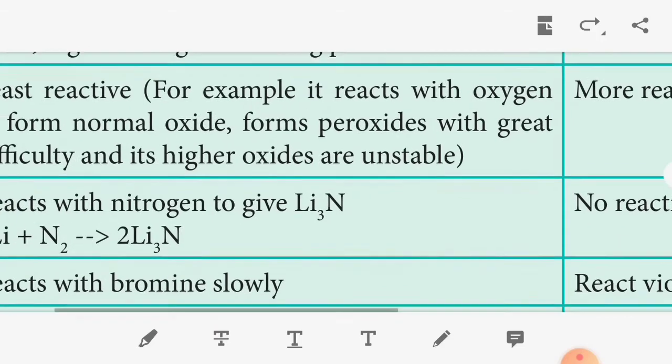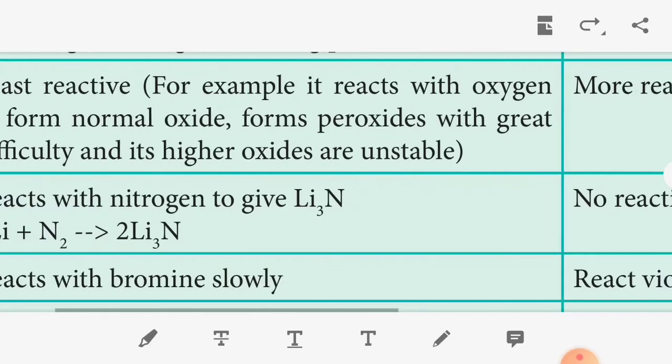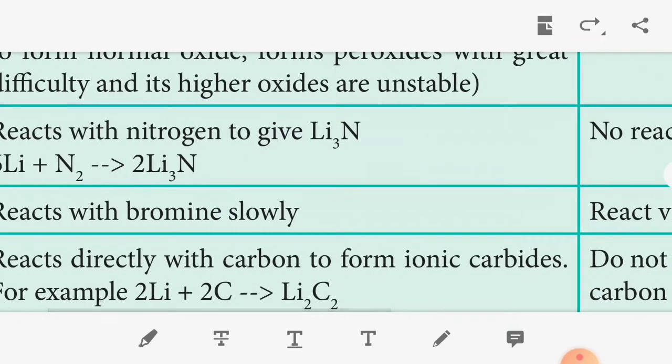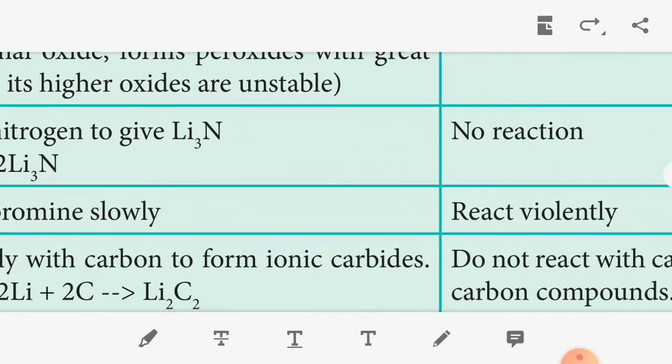Next, lithium reacts with nitrogen to give lithium nitride. Six lithium plus nitrogen gives lithium nitride. But the other elements of the family do not react with nitrogen. Next, lithium reacts with bromine slowly to form lithium bromide. The reaction is a very slow process, whereas the other elements of the family react violently.